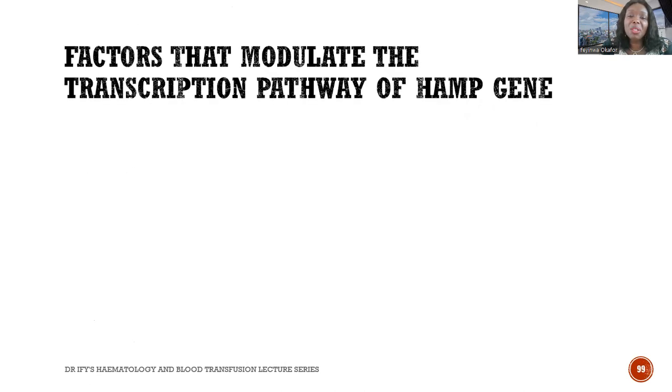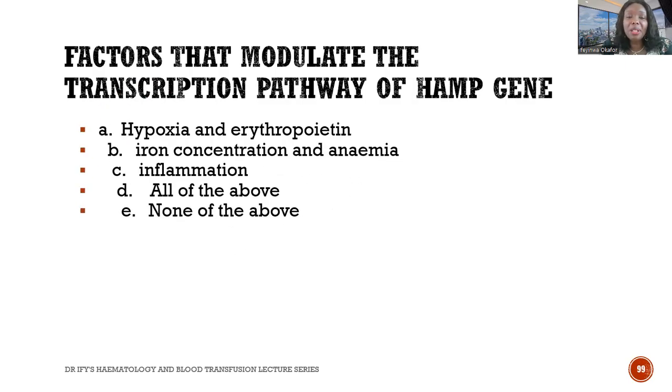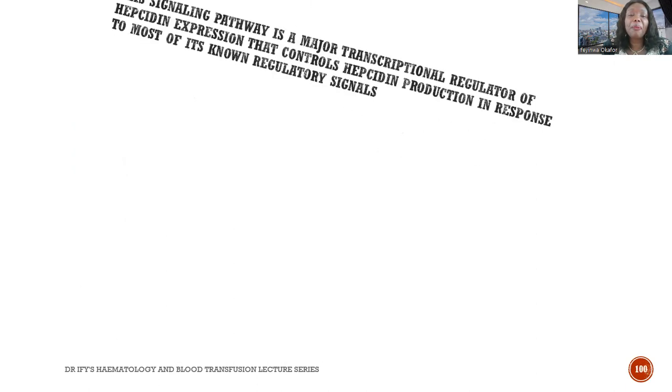Factors that modulate the transcription pathway of the HAMP gene are: hypoxia and erythropoietin, iron concentration and anemia, inflammation, all of the above, none of the above. Answer D, all of the above. All these factors can modulate the transcription pathway of the hepcidin antimicrobial peptide gene. All of the above is the answer.